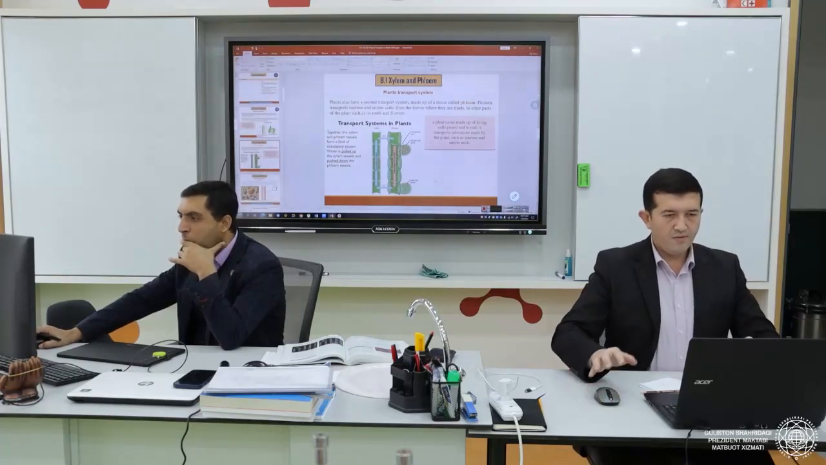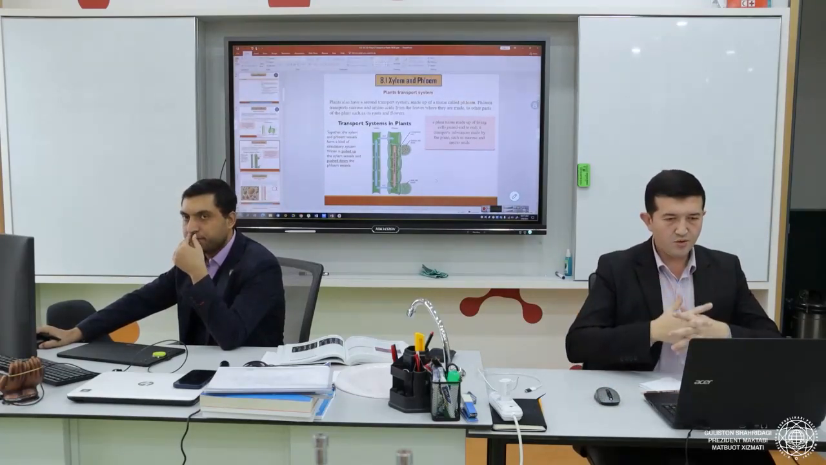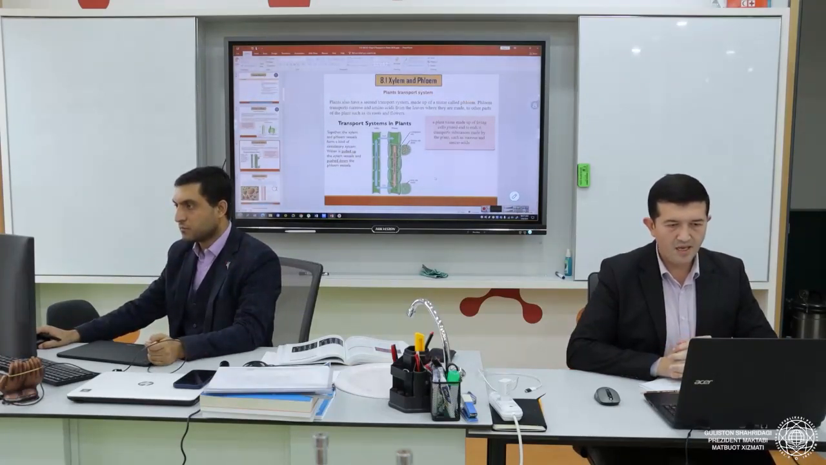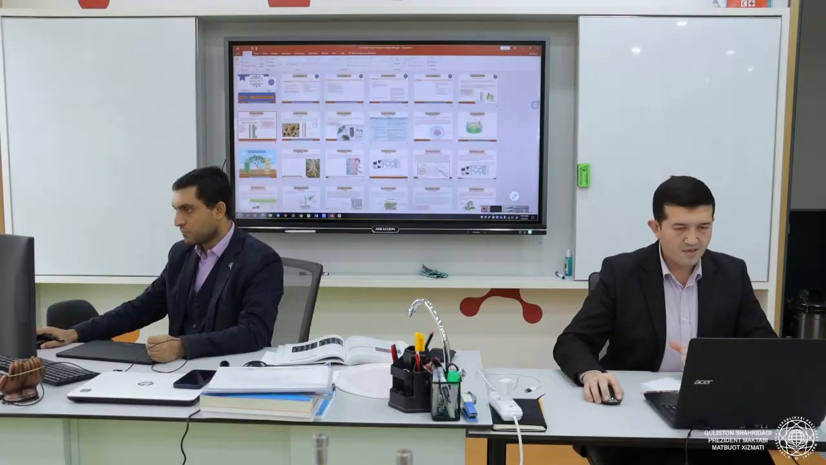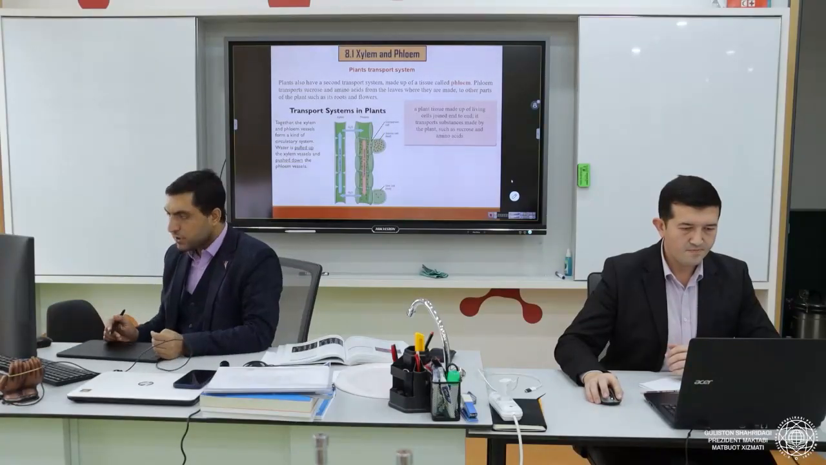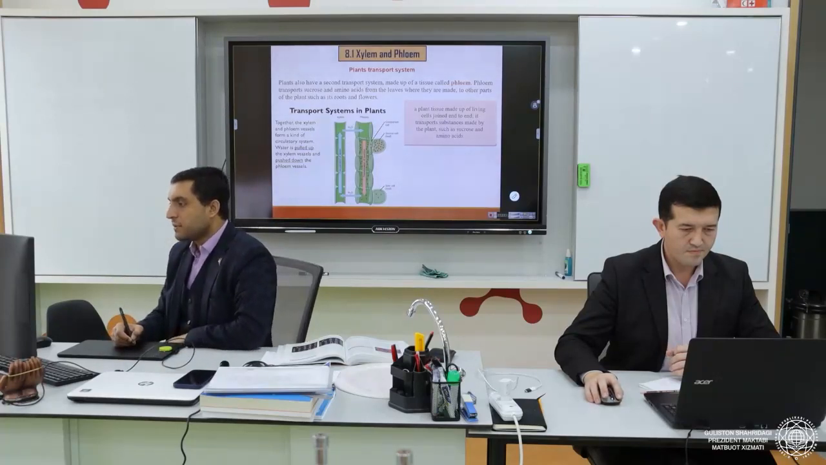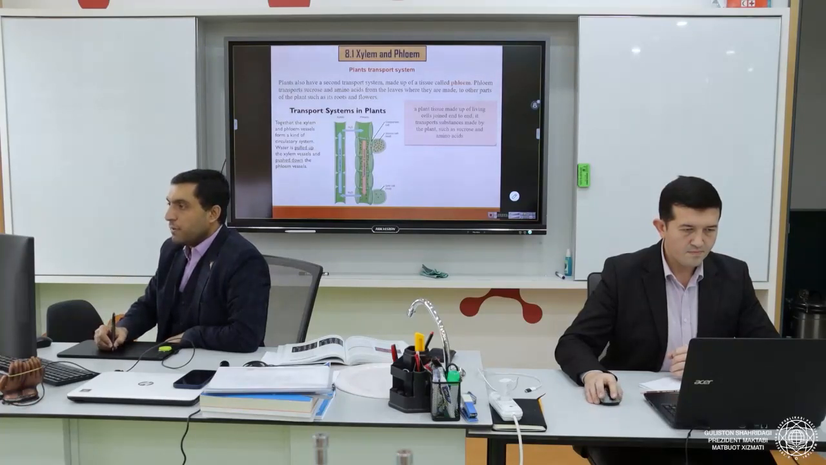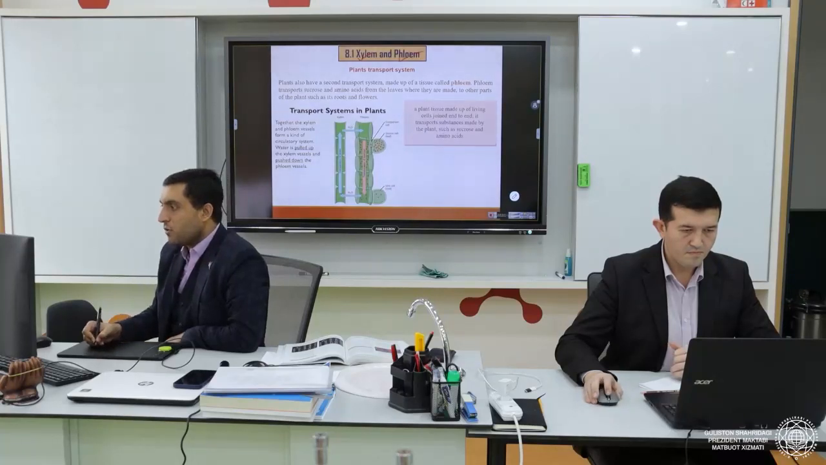Okay, you know, plants also have a second transport system made up of tissue called phloem. Phloem transports sugars and amino acids from the leaves where they are made. How are they made? By which process? Photosynthesis. It will transport them to all the other parts of plants, such as roots and flowers. So as you know, we have two types of transporting tissues in plants. You well know about xylem, and I already told you its function, and now we will discuss phloem.